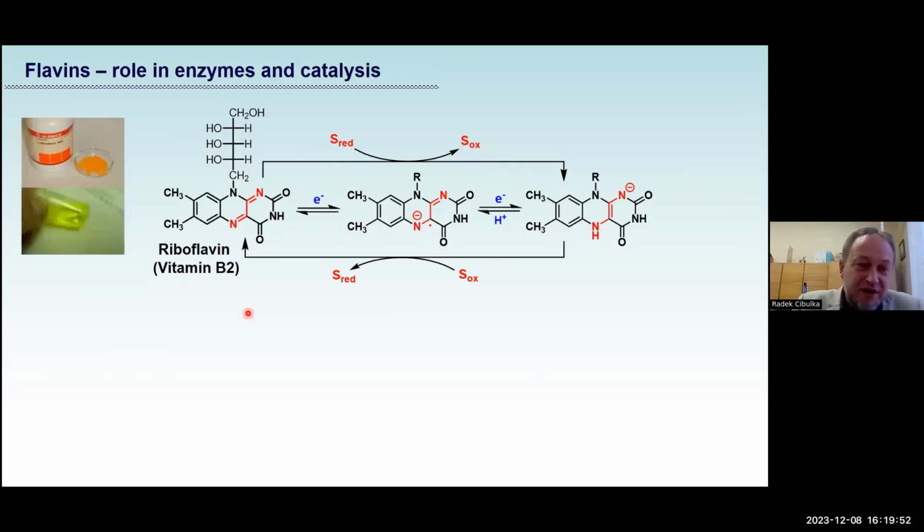And moreover, flavins are very nice species which are yellow. This is also the origin of the name flavin, which comes from flavus, yellow. This yellow-orange color comes from absorption. And you can see also this slightly greenish compound because of fluorescence. And the fluorescence appearing here shows us that flavins probably can also be used in photoredox catalysis.